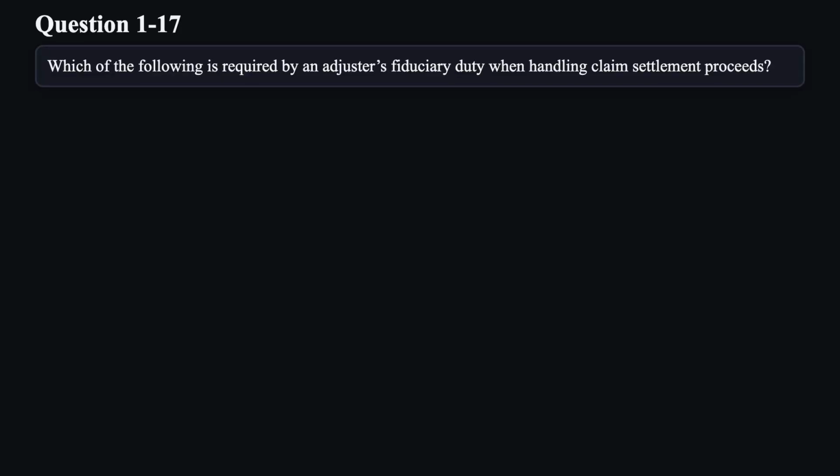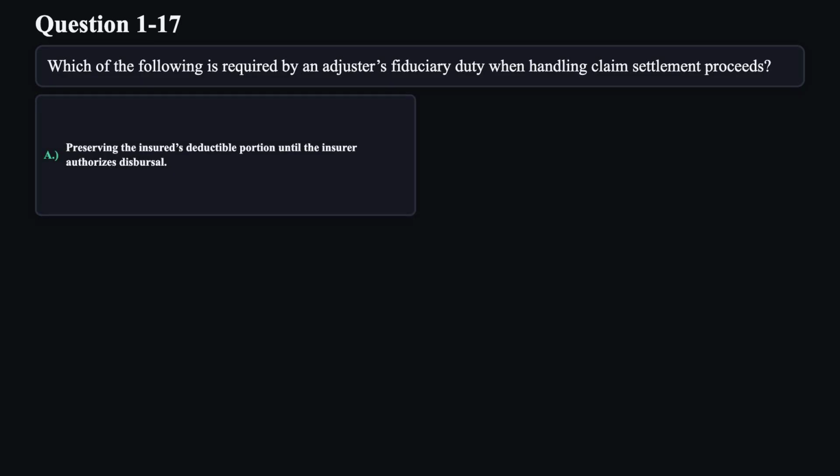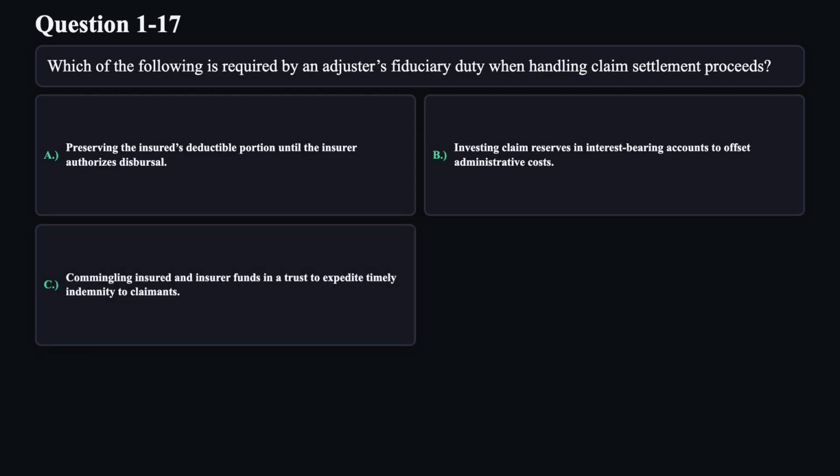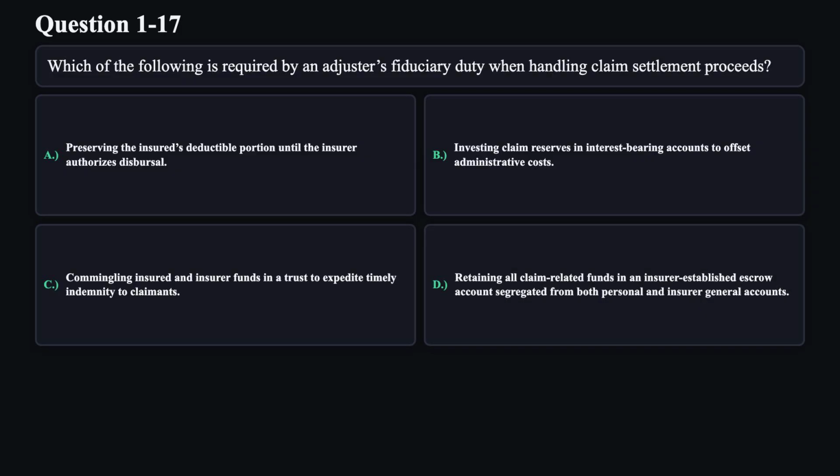Question 17. Which of the following is required by an adjuster's fiduciary duty when handling claim settlement proceeds? A. Preserving the insured's deductible portion until the insurer authorizes dispersal. B. Investing claim reserves in interest-bearing accounts to offset administrative costs. C. Commingling insured and insurer funds in a trust to expedite timely indemnity to claimants. D. Retaining all claim-related funds in an insurer-established escrow account segregated from both personal and insurer general accounts.